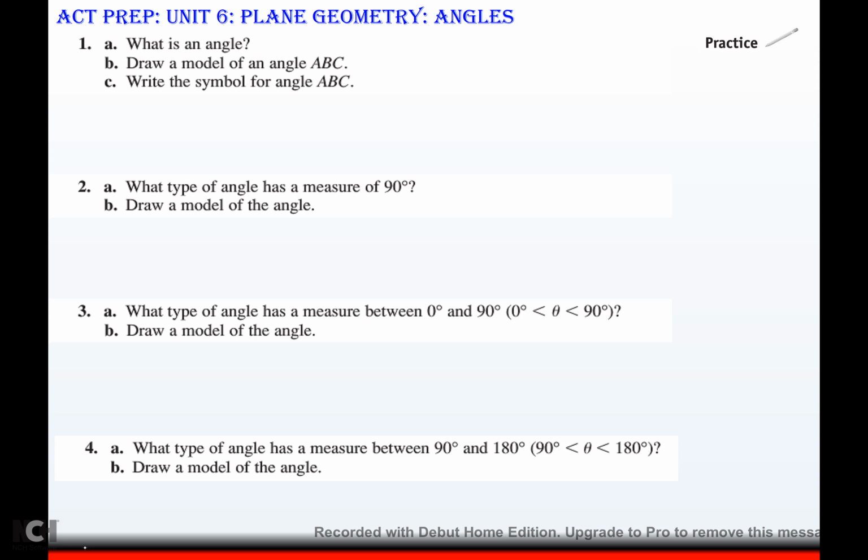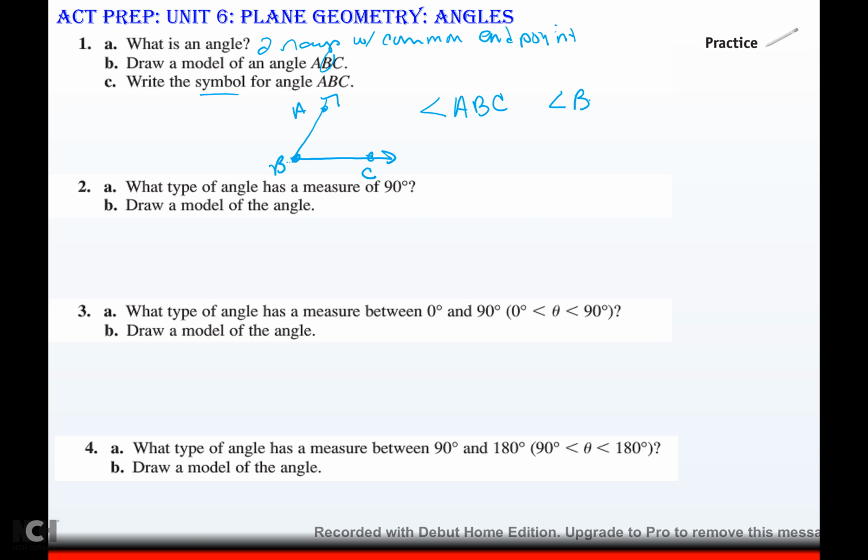Alright, so a little bit of practice. It says, what is an angle? An angle is two rays with a common endpoint. It says, draw a model of angle ABC and write the symbol. Well, you make any angle. B has to be here. That's the only rule. Whatever's in the middle has to be the vertex. You could put A here or here, and then C would be in the other place. And the symbol for angle ABC would be that angle measure, angle ABC, or you could just say angle B.